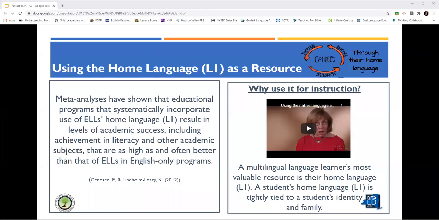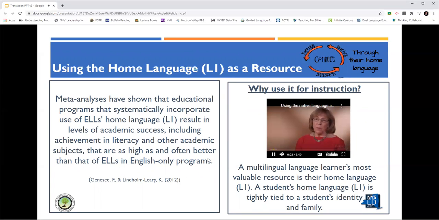So as you can see, using the home language as a resource is key in supporting the academic and linguistic growth of our students. Now we're going to hear a little bit from Dr. Nancy Cloud, who's going to talk to us about why we need to use our students' home language for instruction. Again, intentional and strategic. So let's take a listen.